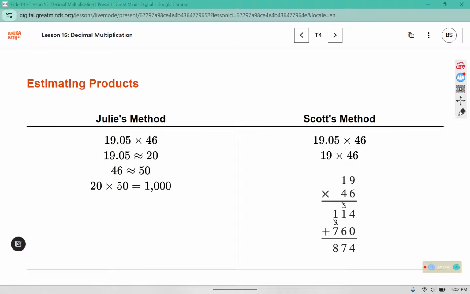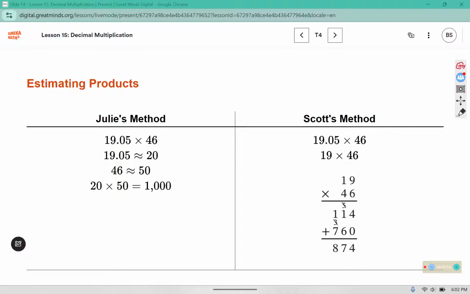The width of a penny is 19.05 millimeters. If 46 pennies are arranged in one row, how can we find the length of the row of pennies in millimeters? You can see we have Julie's method and Scott's method, and they both multiply the thickness, or the width, 19.05, by 46, because there's 46 pennies in one row.